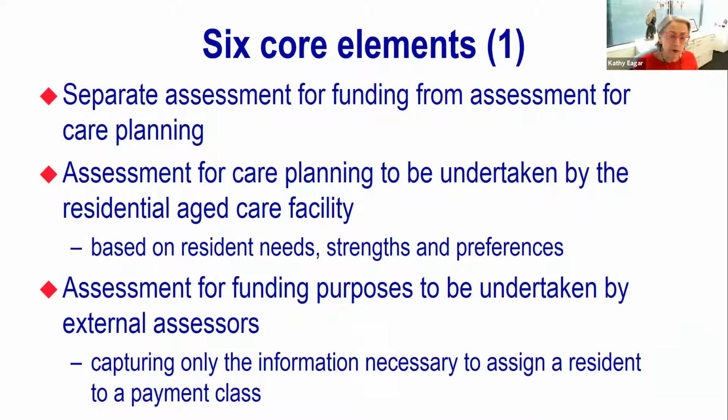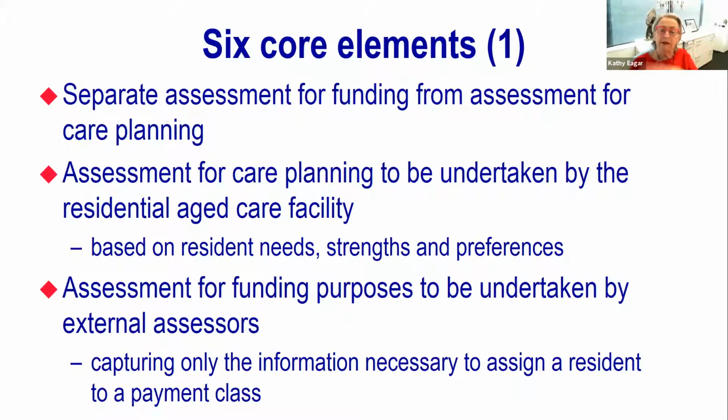There are 6 core elements to the new model we've designed. The first is in some ways the most important. The way the system works now is that homes assess people using an AHSRI, and that's the aged care funding instrument, and it's an additive instrument. There's lots and lots of items, and the idea is to score as many points as possible, because the more points you get, the higher the payment.